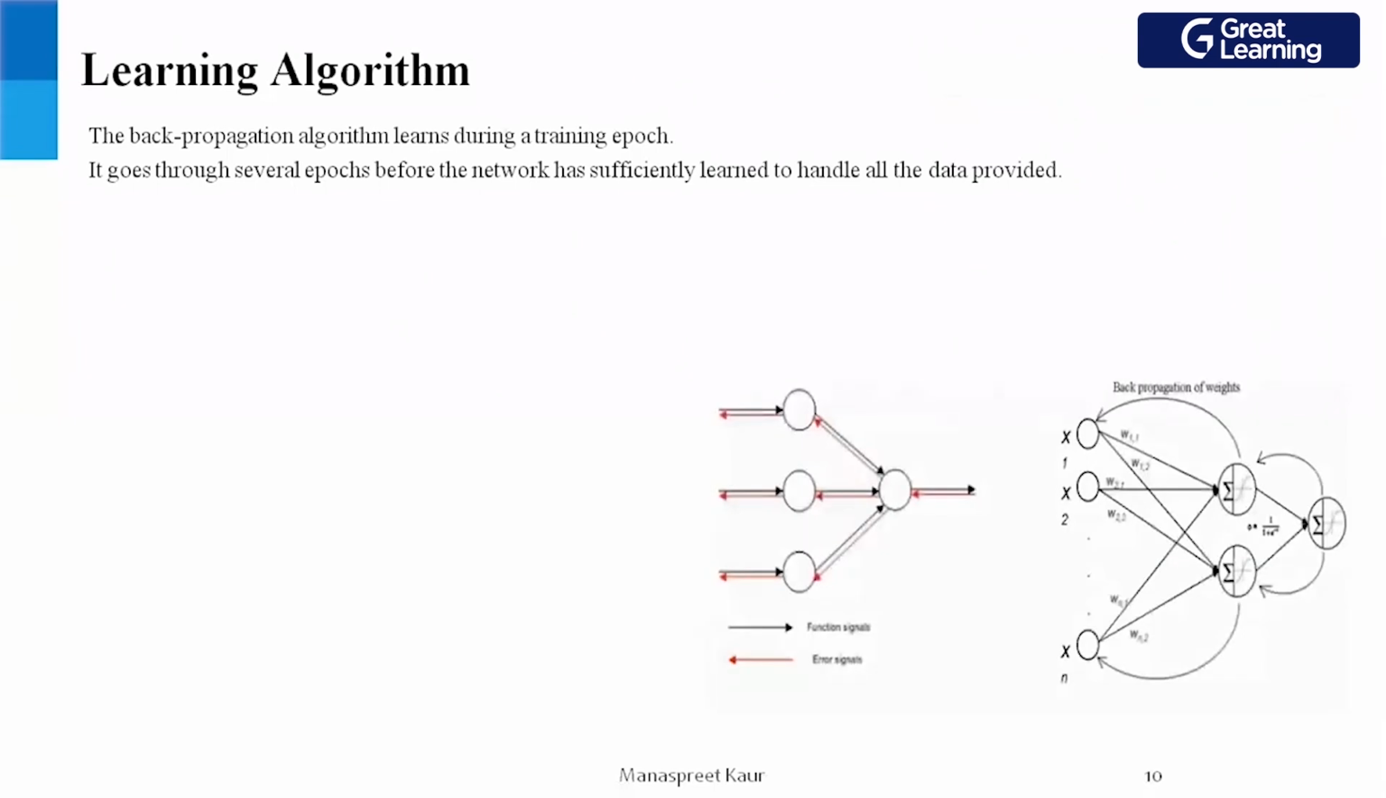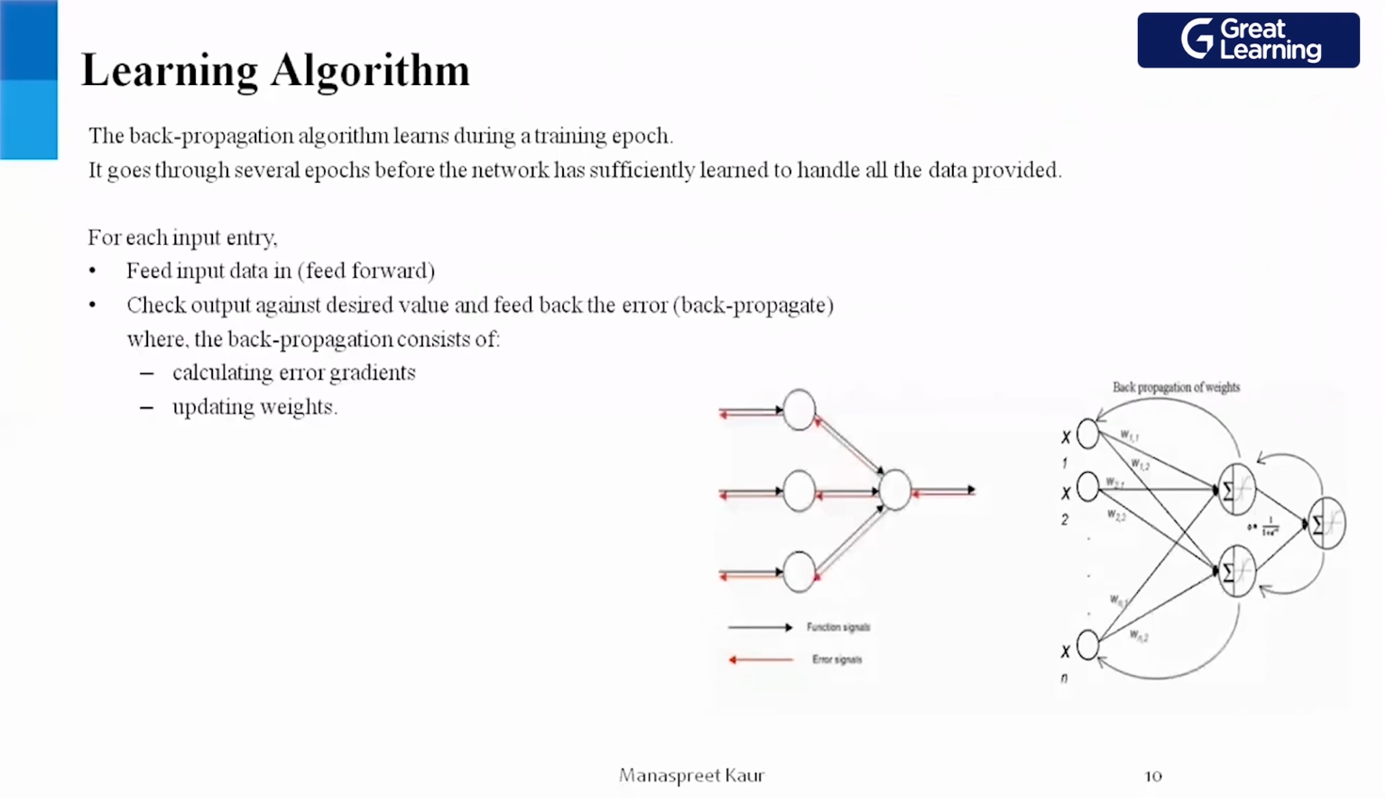This is again a different diagram to show how backpropagation works. This will happen for each iteration or each epoch. The input data will be fed, the output will be compared against the desired value, and then the error will be backpropagated to update the weights.